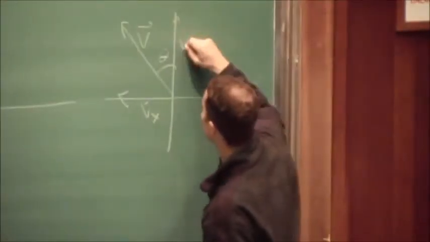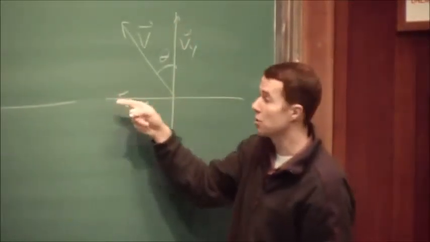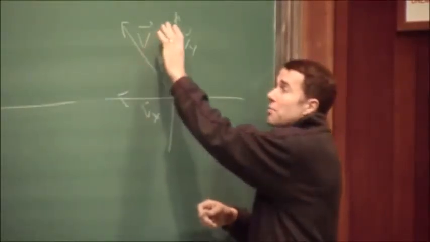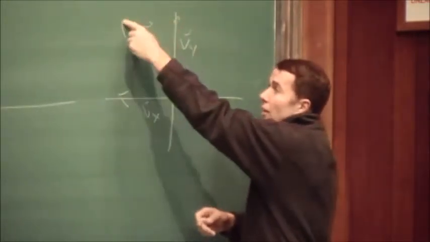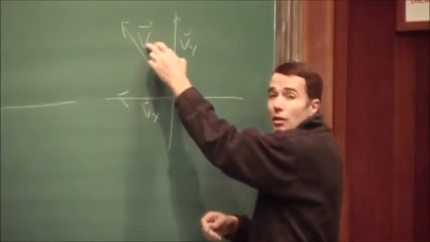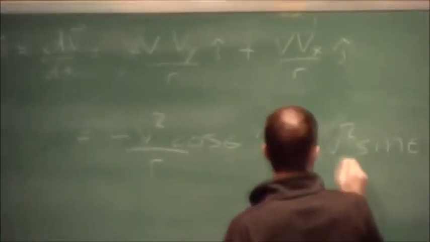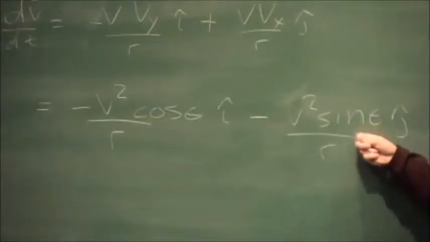Right? Because here's vx pointing out here, and here's vy pointing up here. So vx is in this direction, so it's going to be minus, because it's in the negative x direction, times the sine of the angle, because it's the opposite over here, times the magnitude of v. So we get minus v squared sine theta over r j hat. Now, if I were to look at all of these vectors, which direction is this going?